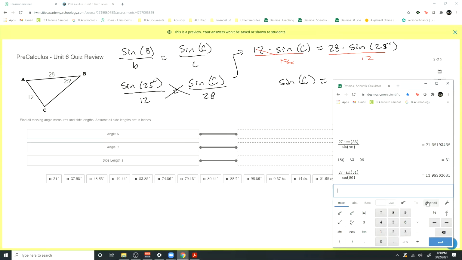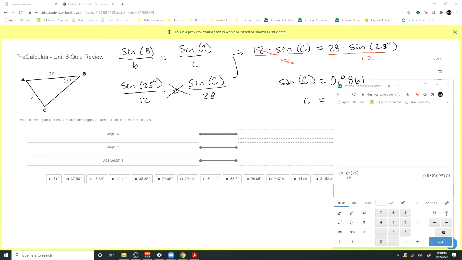Okay, let's put this in the calculator. Make it a fraction. 28 times the sine of 25, and this is over 12. It's about 0.9861. But remember that this is sine of c is equal to this 0.9861. What I need to find is what the actual angle measure for c is.